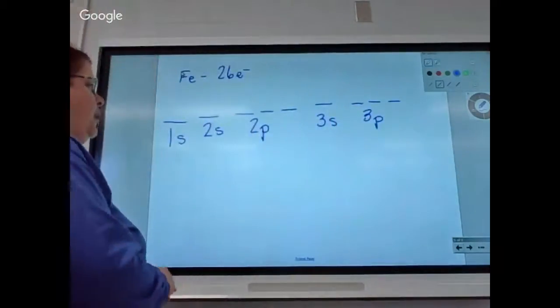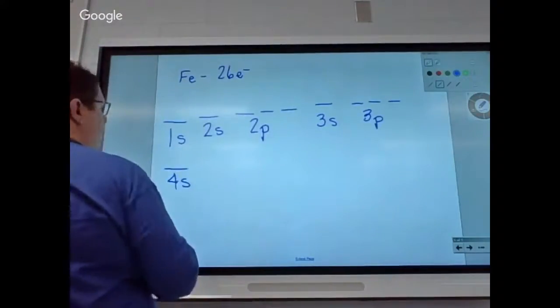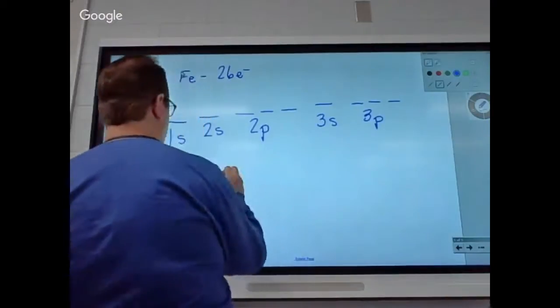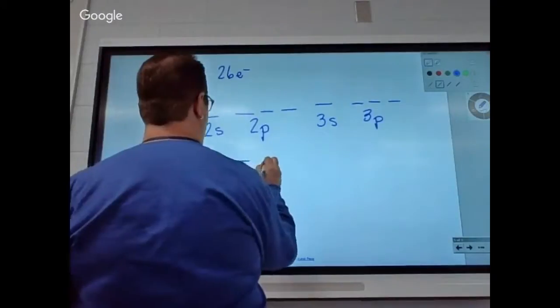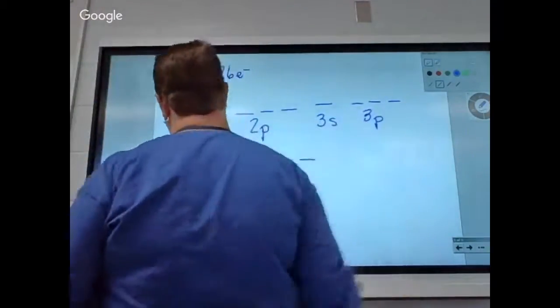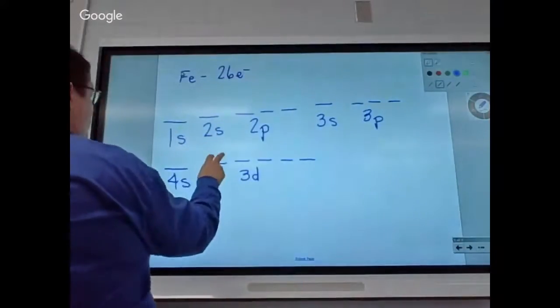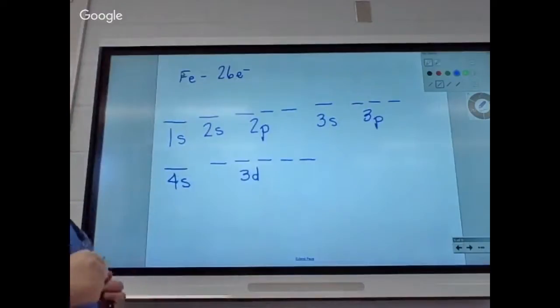Okay, what comes after 3P? How many lines above a 4S? All right, after 4S, 3D. All right, how many lines above a D? All right, I heard 5. All right, so if we count this time, that was 18. So 20, 22, 24, 26, 28, 30. 30 will get us there.